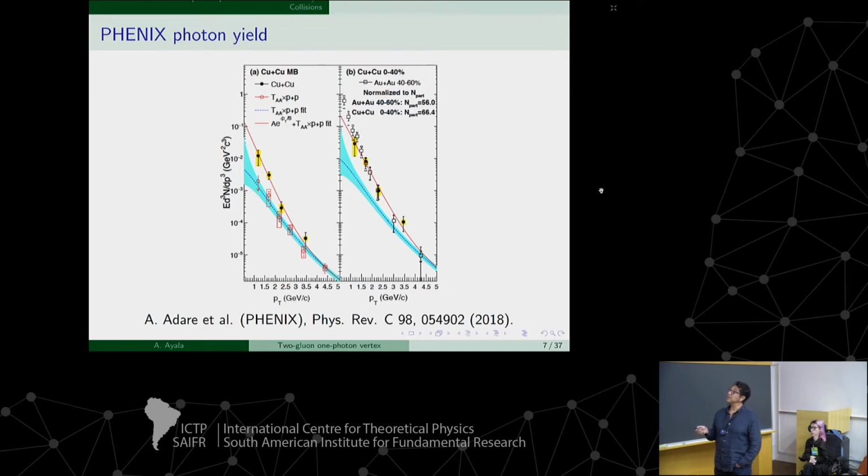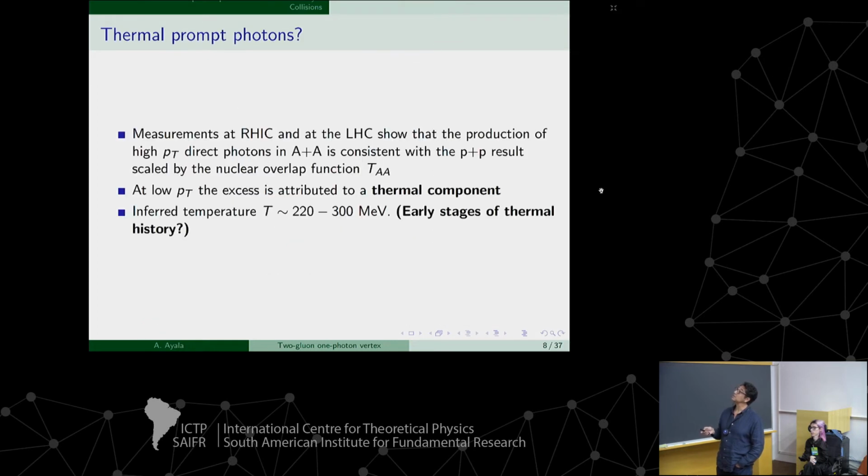It's, again, the same. Here you have the pp data, and if you multiply it by the overlap function, you don't get the description at low pT for the yields. And this happens, of course, in different centralities and also at different energies, as I will show you. So a bit of a summary of these results is that measurements at RHIC and the LHC show that the production of high pT direct photons in nucleus-nucleus collisions is consistent with the pp result scaled by the nuclear overlap function. And at low pT, this excess is attributed to a thermal component.